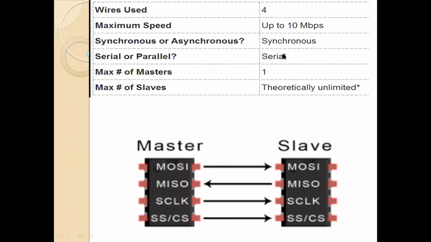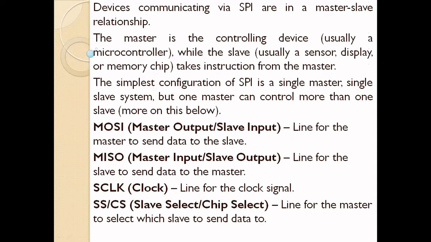Next, serial communication. It has only one master. Next one is slaves. We can connect n number of slaves. So theoretically unlimited. Unlimited means we can connect n number of devices. When you connect more devices, the speed will be less and you require more Arduino pins.